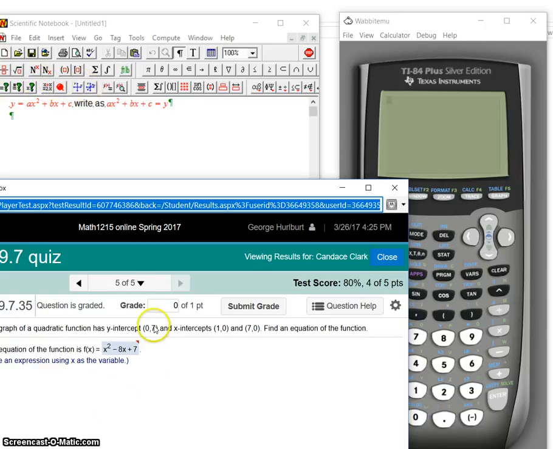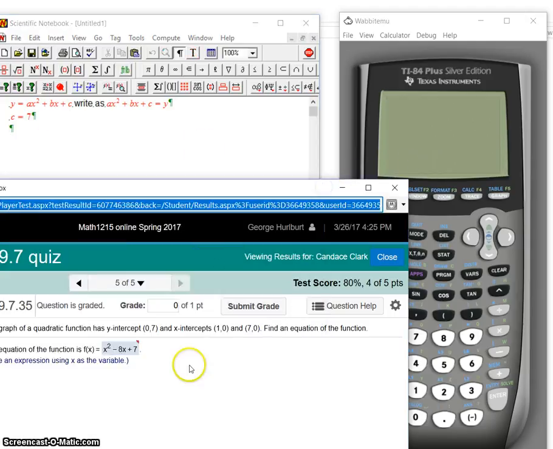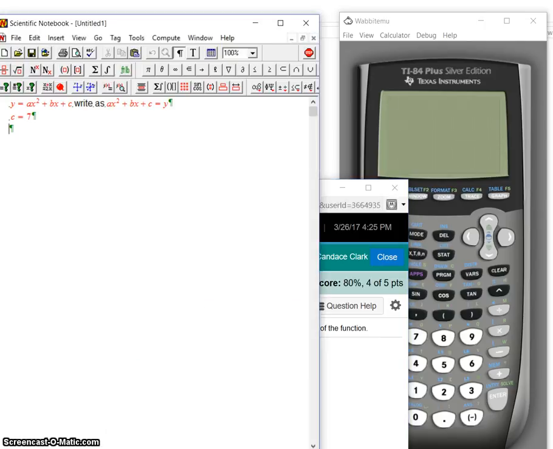And then I'm going to plug these points in, so I'm going to plug 0 in for x. When I plug 0 in for x, I'm going to get 0 there, so c equals 7. Alright, and then I plug the next point in, x is 1. So I'm going to get a plus b plus c equals 0.